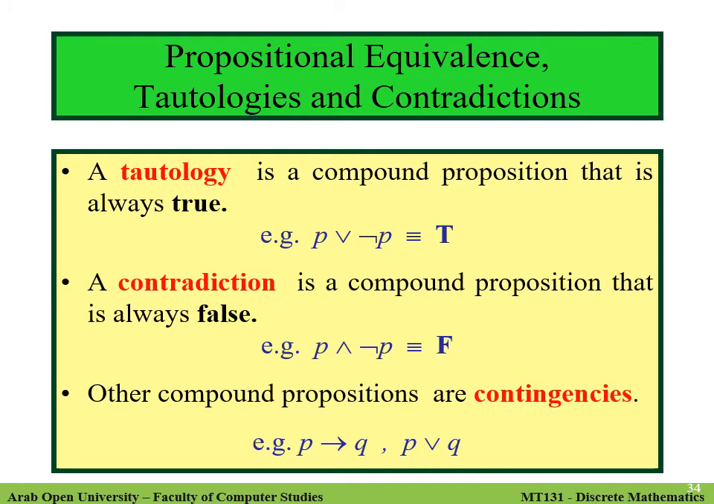A contradiction, on the other hand, is a compound proposition that's always false. For example, P and not P is always false, so it's equivalent to a contradiction. Other compound propositions are contingencies. So a contingency then is a proposition that's sometimes true and sometimes false.